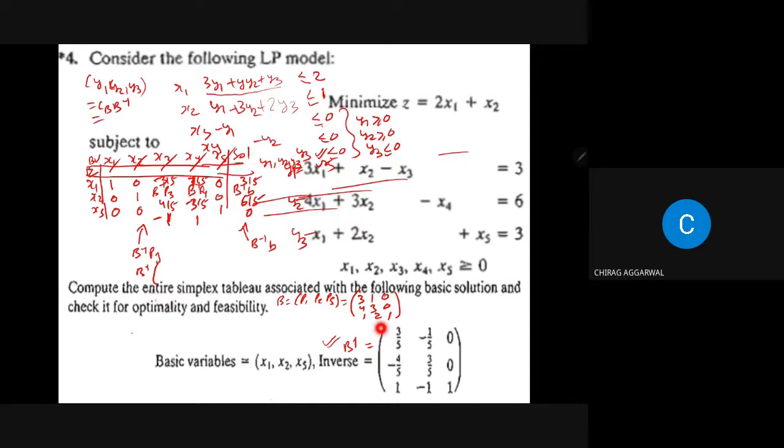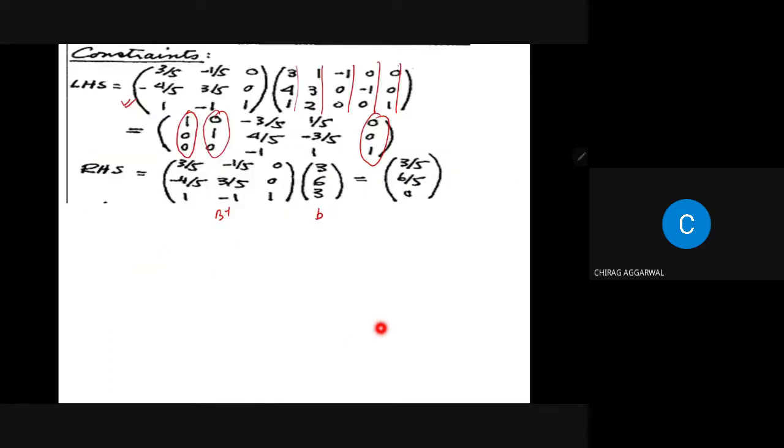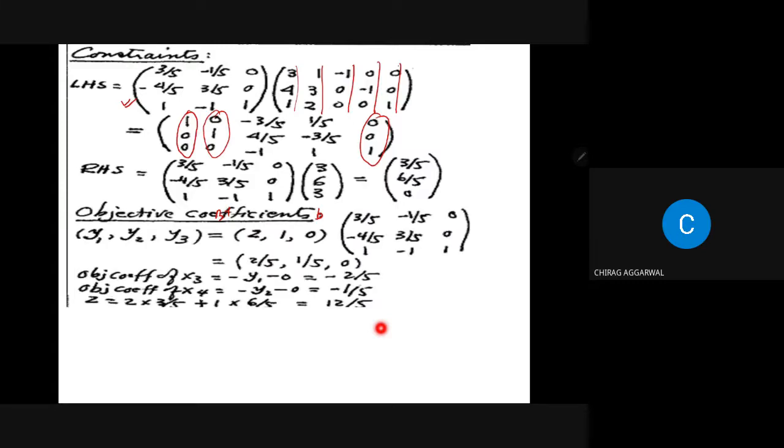CB B inverse, and CB will be, what? x1, x2, x5. So C1, C2, C5 will be 2, 1, 0. So CB into B inverse. So it will come 2 by 5, 1 by 5 and 0, right? 2 by 5, 1 by 5 and 0.